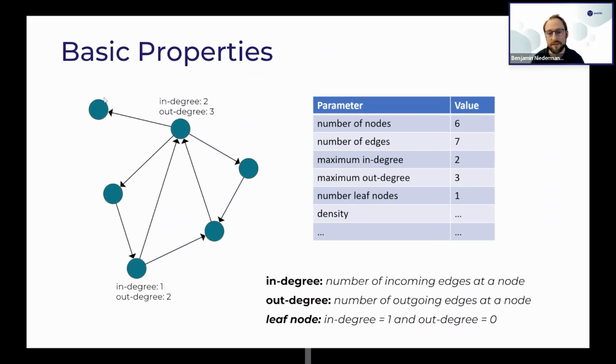Which basically means that we consider the number of nodes, the number of edges, so very fundamental properties, but also the in-degree or out-degree. The in-degree is the number of edges that go into the node. Here in this case, we have an in-degree of 2. And the out-degree is here 3. We have 3 outgoing edges. And of course, we can also consider other things like the number of leaves or the density. There are many basic properties. And I also would like to do this for this data set.